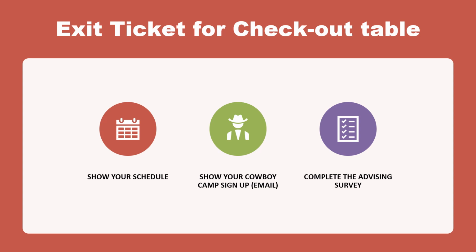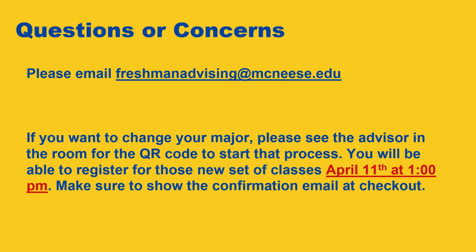All of our freshman advisors monitor the freshman advising email daily. So should you have any questions or concerns and you don't know who your advisor is or you don't remember their contact information, you can email freshmanadvising@mcneese.edu and we'll be able to help provide you with the best course of action.